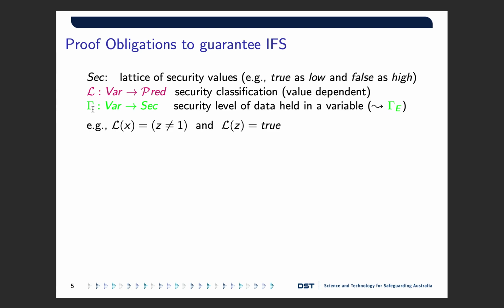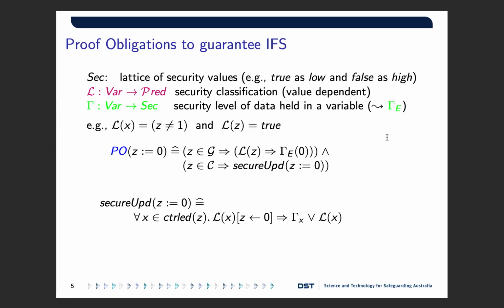So that means our analysis is purely logic. It's not a combination of logic and type system. This gamma can be lifted to the security level of whole expressions. So a proof obligation for an assignment, which I chose as an example, looks like this. If the updated variable is a global variable, we have to make sure that the security classification of that global variable is strong enough to hold the security level of the expression we assign to it.